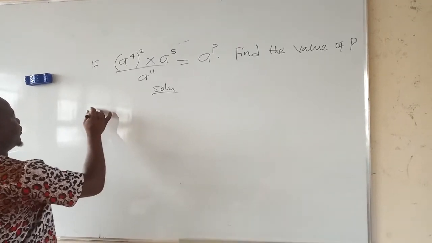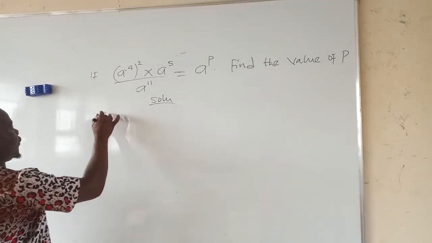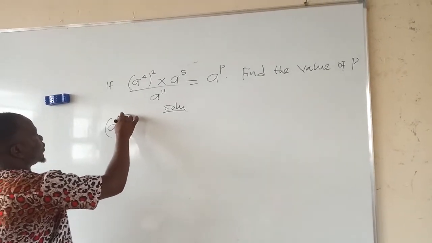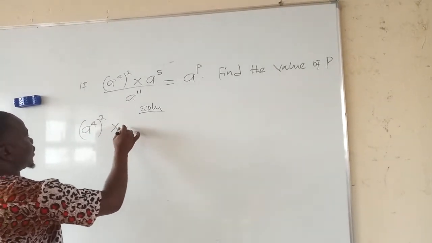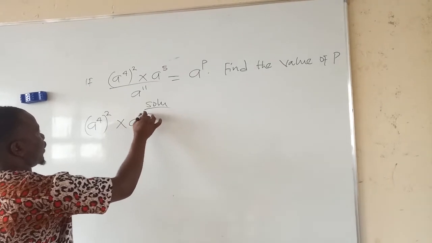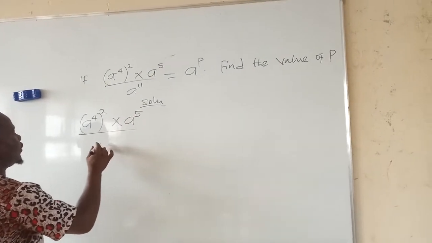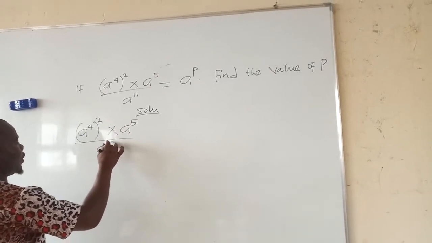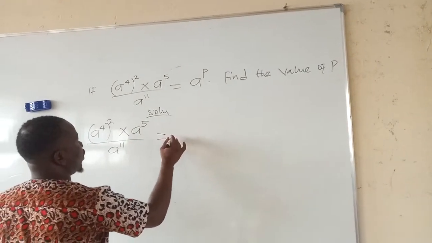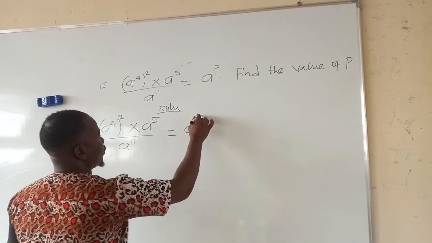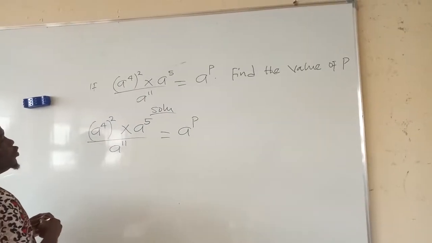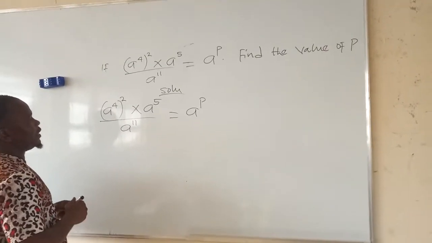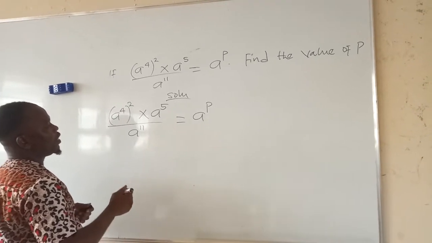Write the question: (a^4)^2 times a^5 all over a^11 equals a^p. Please take notes.